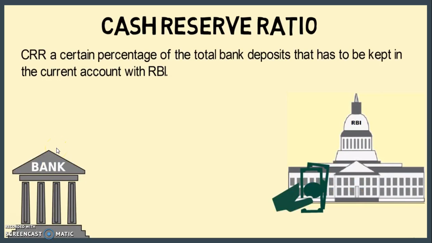So there is cash reserve ratio, which is one of the quantitative measures, which says that a certain percentage of bank deposit has to be kept in current account with RBI. So whenever you or other people deposit their money in the bank, the bank has to take a certain percentage of that money. So all these are in percentage. Suppose you have kept 1 lakh rupees and RBI says that now 4% is the CRR. So you need to keep 4,000 with me.